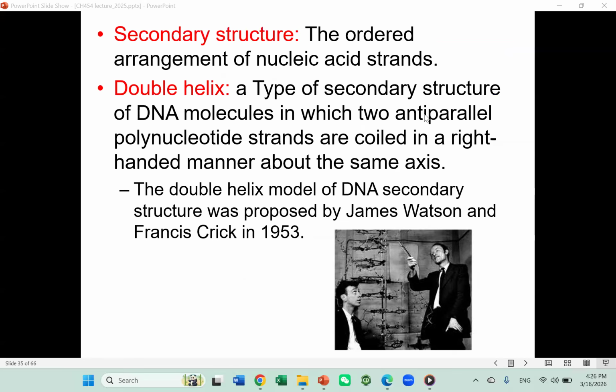Most of the time it is in the double helix case. The double helix belongs to the secondary structure of DNA. The double helix is made of two DNA strands. If the bases can match each other, A matches with T, and C matches with G, then they can assemble into a right-handed double helix. This double helix model was proposed by Watson and Crick.